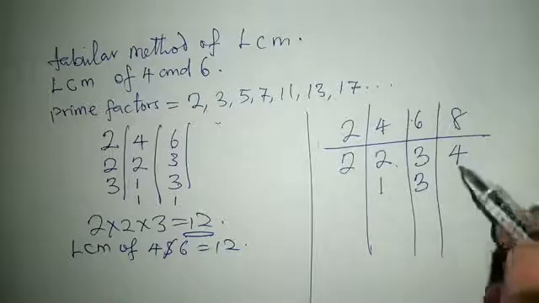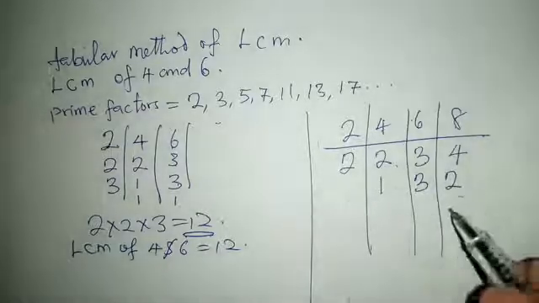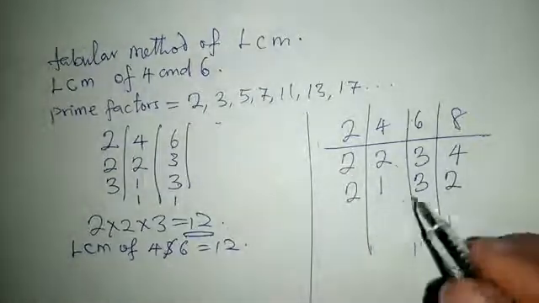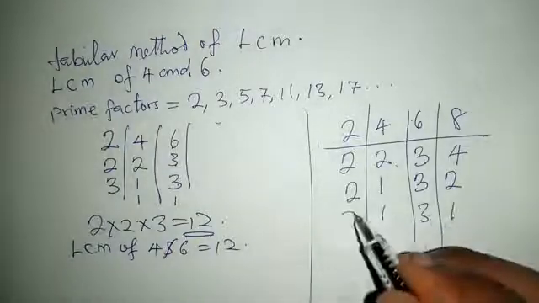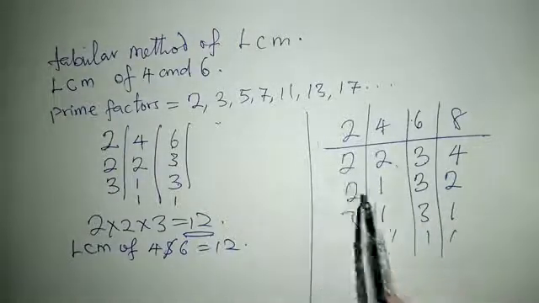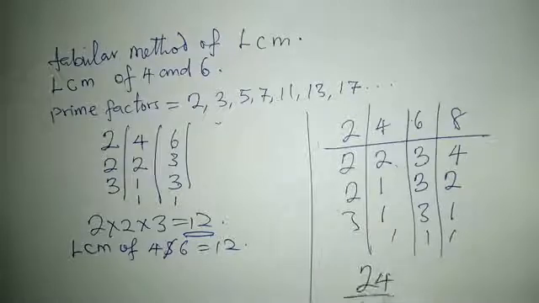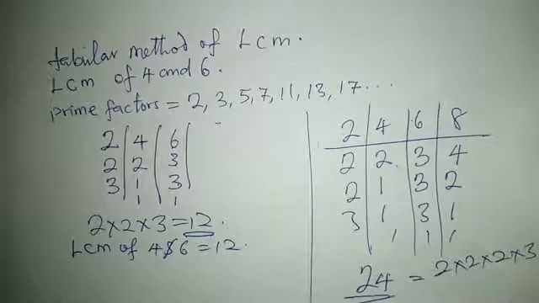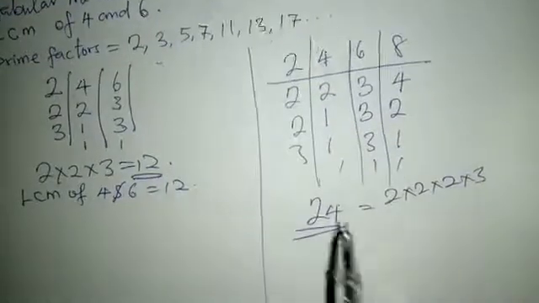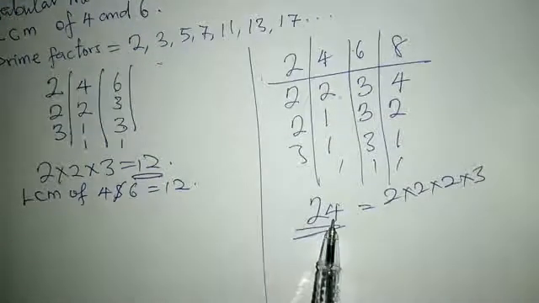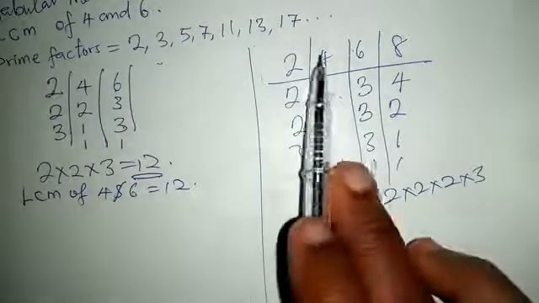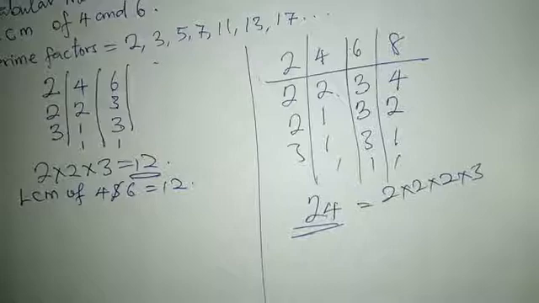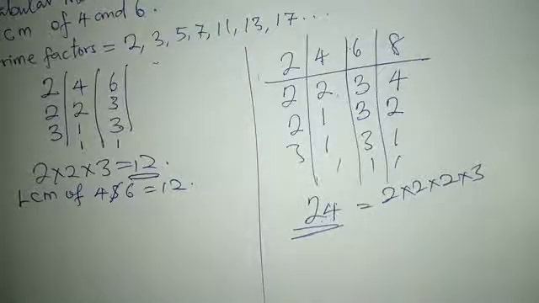Now with 4, 6 and 8: 4 into 2 is 2. 2 is still going because 2 is still there. We go 2, there is still a factor of 2. 1, 3, 1. 3. 1, 1, 1. 2 times 2 times 2 times 3 is 24. Therefore, 24 is the smallest number which 4, 6, and 8 can divide without any remainder. I am sure this is clear.